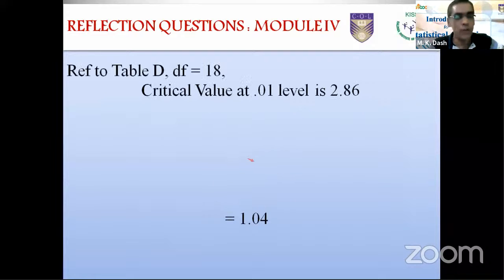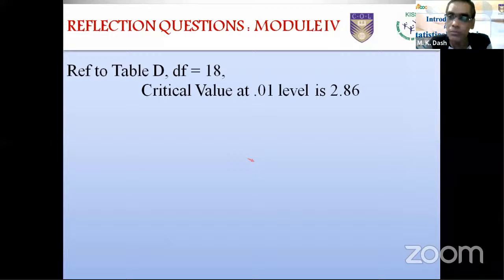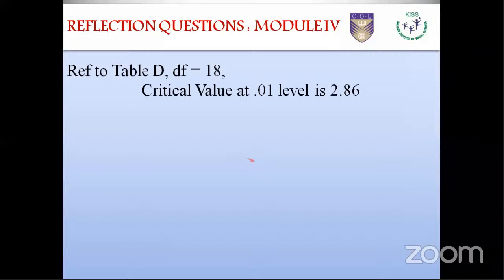Okay. Refer to the table D. Degree of freedom 18. Now, can anyone tell me why the degree of freedom is 18? In each group, 10 students are there. But we have taken 10 plus 10, that is 20. It is not N minus 1, but N1 plus N2 minus 2.